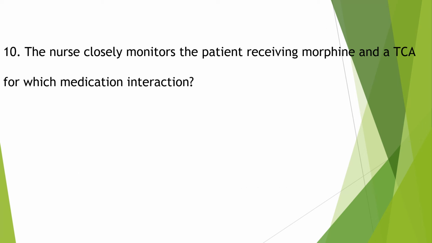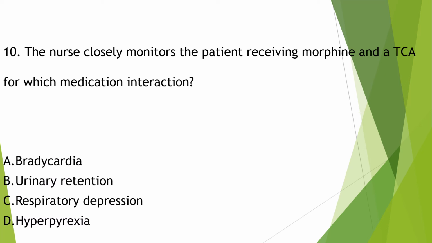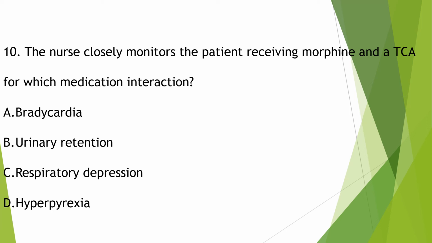The nurse closely monitors the patient receiving morphine and a tricyclic antidepressant for which medication interaction? Is it bradycardia, urinary retention, respiratory depression, or hyperpyrexia? So tricyclic antidepressants, you know that amitriptyline, then imipramine, all these things are tricyclic antidepressants. They are anticholinergic drugs. Along with antihistamines or atropine also we can tell.